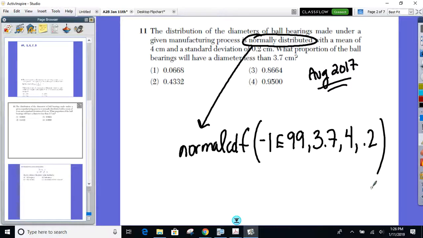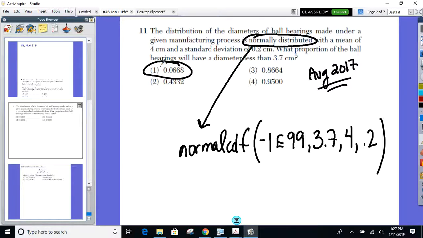You don't even have to do a darn thing here. You don't have to multiply by how many there are. Nothing. Just what proportion of them. And 0.0668.